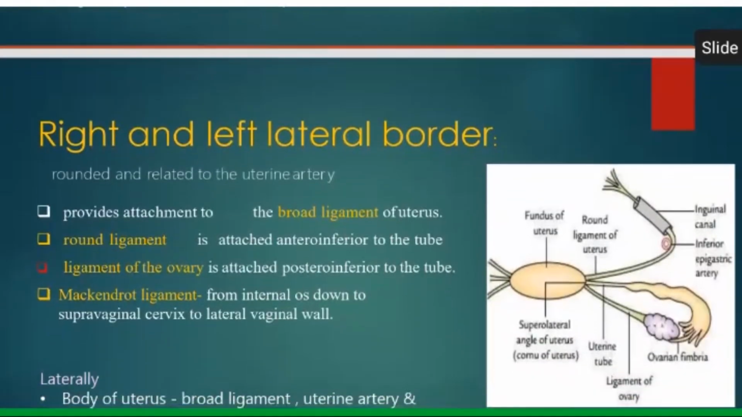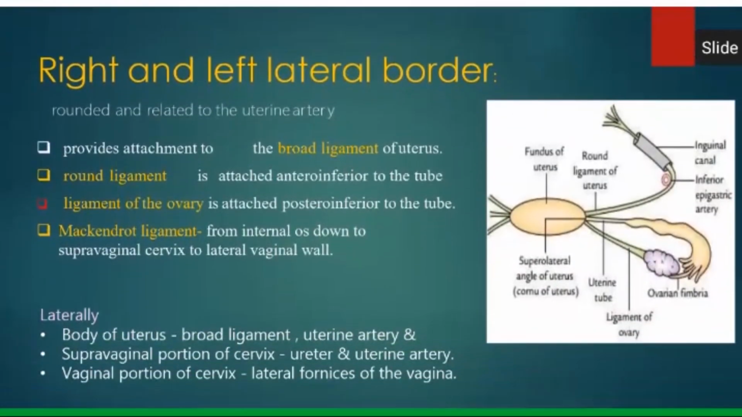And these are about the anterior and posterior relationships, and there are right and left lateral borders also, to hold the uterus in position and not let it come down. There are structures called ligaments to hold it, and these are in the right and left lateral borders basically. The right and left lateral borders are rounded and related to the uterine arteries, which supply the uterus. It provides attachment to the broad ligament of the uterus.